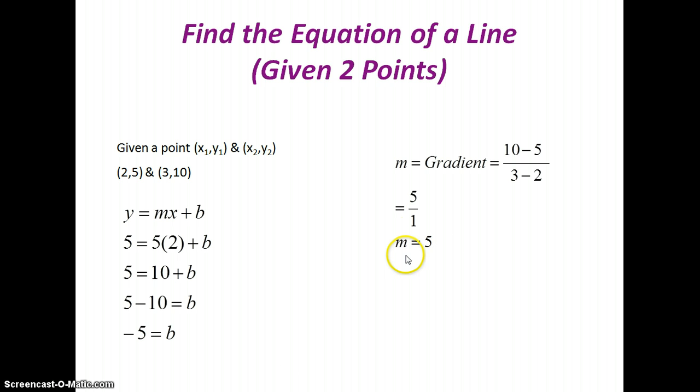Now we know both the gradient and y-intercept. So we can write the equation using the gradient and y-intercept form. We know y, so we write y equals m, which is 5x, plus, or sorry, minus 5. So your final answer should be y = 5x - 5. I hope that you understand given these 2 examples. If not, please play this screencast again.